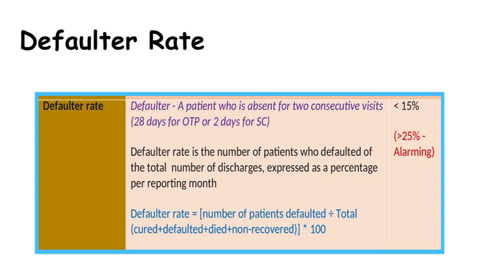A defaulter is a patient who is absent for 2 consecutive visits or 28 days for outpatient therapeutic programs or 2 days for the stabilization care. And the defaulter rate is the number of patients who defaulted of the total number of discharges expressed as a percentage per reporting month. As well, we calculate it as the number of patients who defaulted divided by the total number of discharge outcomes multiplied by 100. So, on this defaulter rate, our target is to have less than 15% defaulter rate.